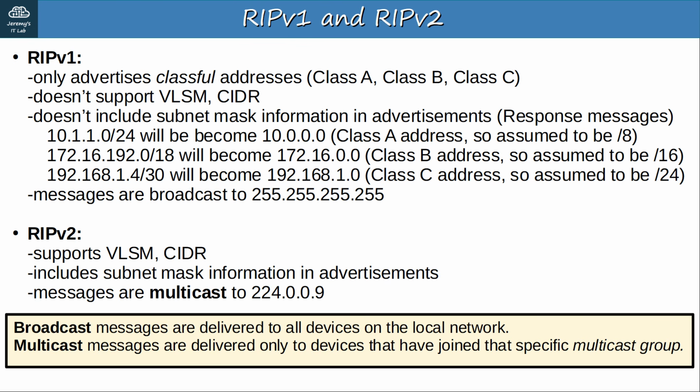Broadcast messages are delivered to all devices on the local network, as you have seen many times in this course. Multicast messages, on the other hand, are only received by devices that have joined that specific multicast group. Just know that basic difference between broadcast and multicast and you'll be good. It's only at the CCIE level that you need to go really in-depth on the topic of multicast.